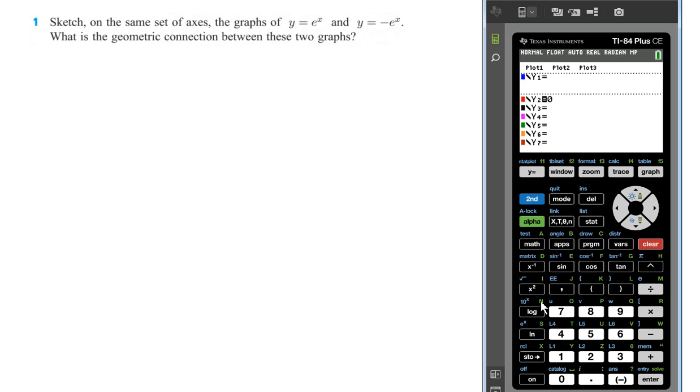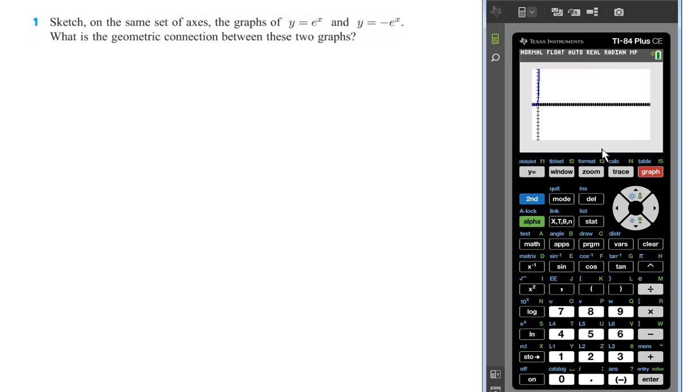So we've got e, which is way down here. So it's second, and then this ln up above that is e to the x. So it's actually e to the, and we'll just put x in there. And then for this next one, we've got second, we've got negative, and then second e to the x. Okay, and then we'll just graph these things because we want to see what they look like.